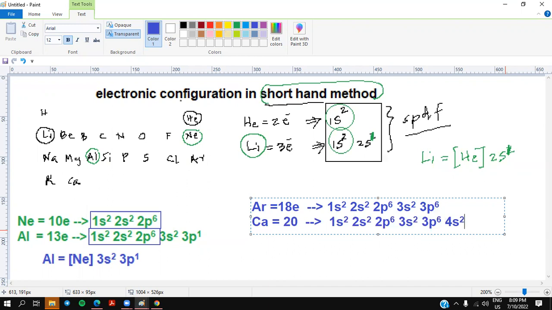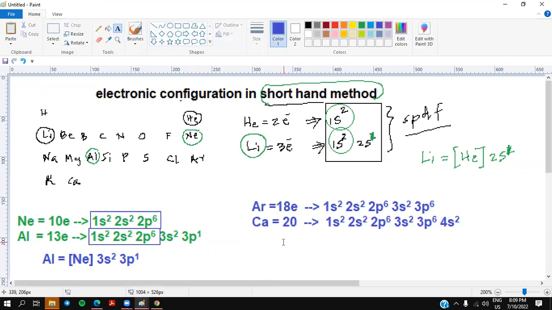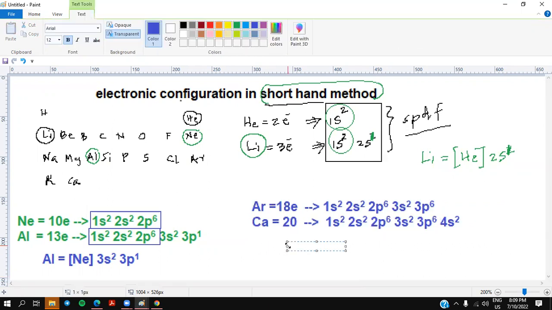4s2. Am I right? 2, 10, 12, 16. Yeah. After 3p, you don't go to 3d because 4s is overlapped. Now what can I do? If you write the electronic configuration for calcium in shorthand method, open a bracket and write argon. This argon represents the electronic configuration part of argon, up to 3p6, isn't it? And afterwards, we can write 4s2.